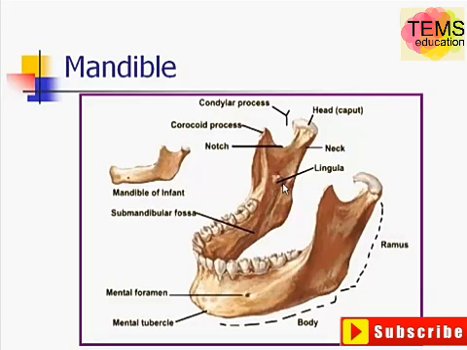So again, the lingula is the bony spine overhanging the mandibular foramen. This serves as an attachment for the sphenomandibular ligament, which is associated with the TMJ. The mandibular canal is where the inferior alveolar nerve enters, and it travels in this mandibular canal right in here.